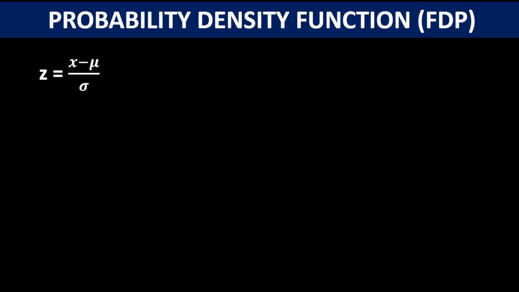Friends, we know that z equals x minus mu upon sigma. We have discussed a lot in some of the previous videos about z. Z is a standardized score. It is also called z score or sigma score.